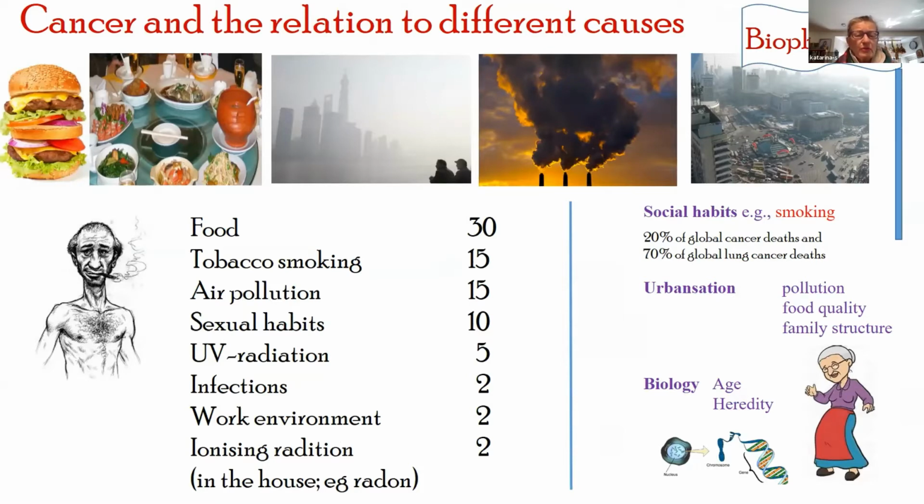Others are, of course, air pollution, which we also heard about, and tobacco smoking. What we cannot do anything about is what I have written there in biology, that's age. So age and tobacco smoking together are the paramount factors. What you also see there is that the social habits have importance. 20% of the global cancer deaths, for example, are related to smoking, and 70% of the global lung cancer deaths are related to that.